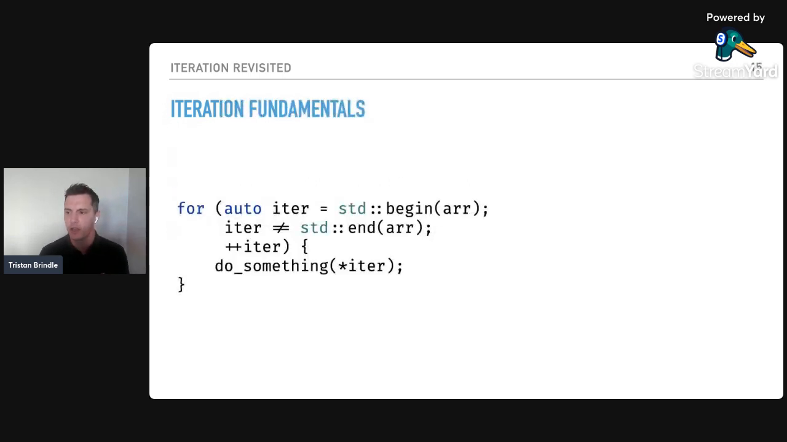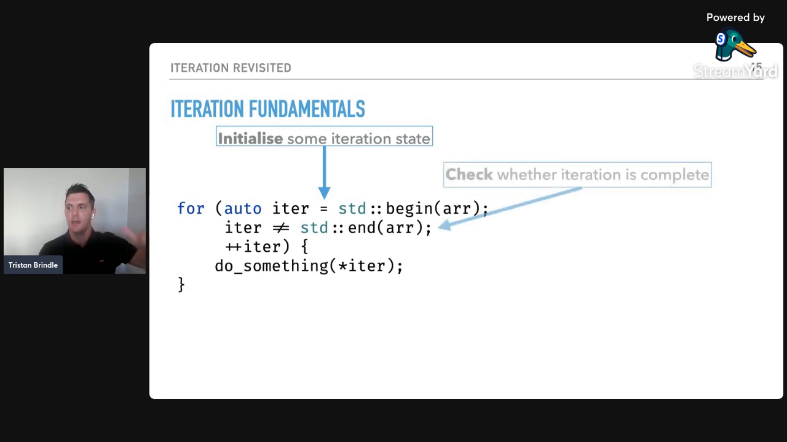Going back to our iteration code that we saw earlier, our for loop using iterators here, we need to be able to do four things. First of all, we need to be able to initialize some iteration state. We need some variable that keeps track of our iteration state. So with STL iterators, this is the iterator that holds our iteration state. Okay, so we need to initialize. We need to be able to check whether iteration is complete. So again, with iterators, we do this by comparing with the past-the-end iterator or sentinel in C++20. We need to have some end check operation.